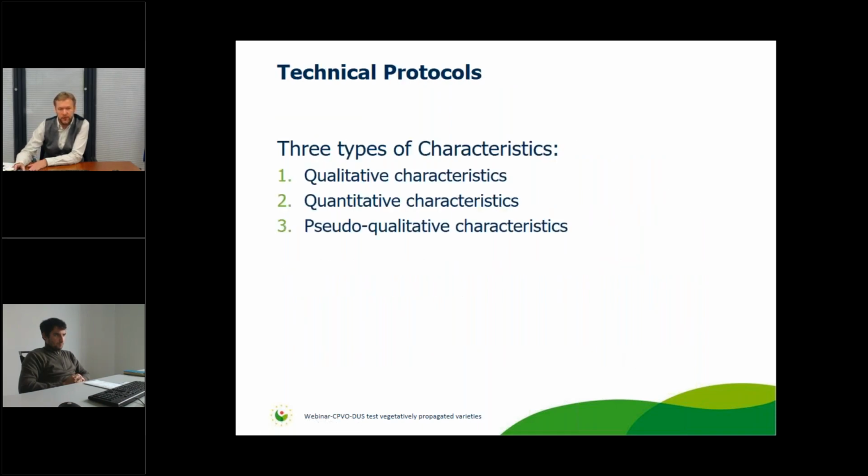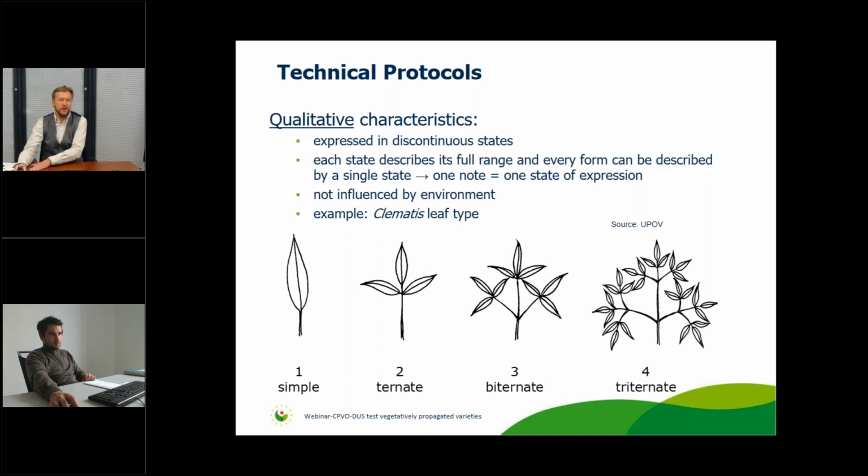In the technical protocol, you will find three types of characteristics: the qualitative characteristics, the quantitative characteristics, and the pseudo-qualitative characteristics. The distinction is important because they are assessed in different ways and must be understood in different ways. First, the qualitative characteristics. They are expressed in a discontinuous state. Here we have an example of the leaf type of clematis, where you have simple, ternate, biternate, or triternate leaf. Each state can be clearly separated. Each state represents its own note, its own state of expression, and they are not influenced by the environment.